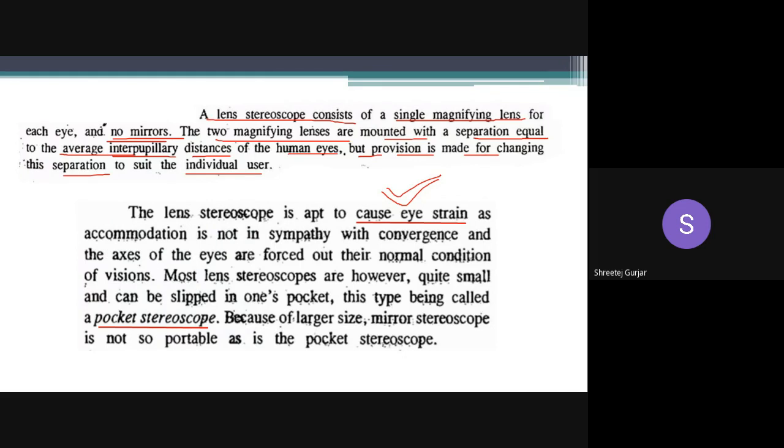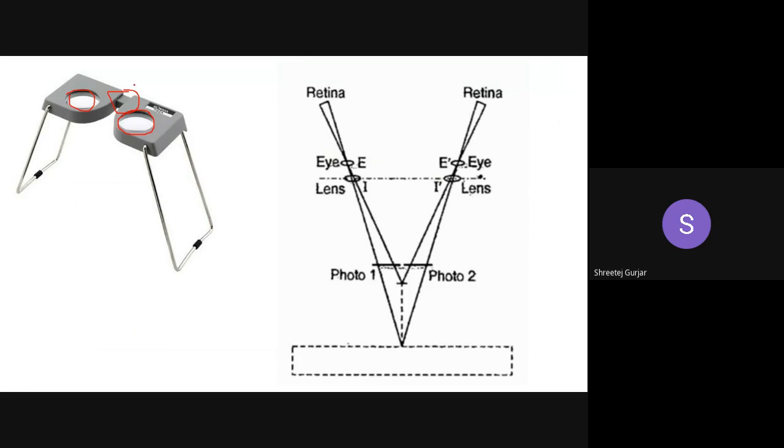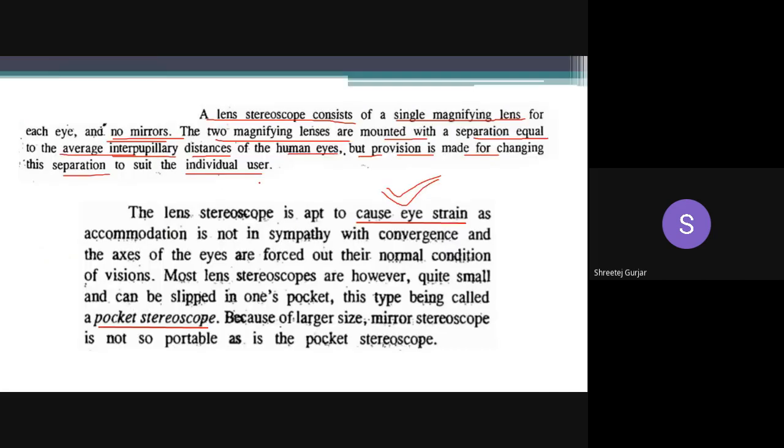Okay. Next thing, compared to the mirror stereoscope, this lens stereoscope is a very small instrument, with no mirrors, and very light. You can easily fold it and carry it. So it is a very portable type of instrument. Hence, it is also called a pocket stereoscope.